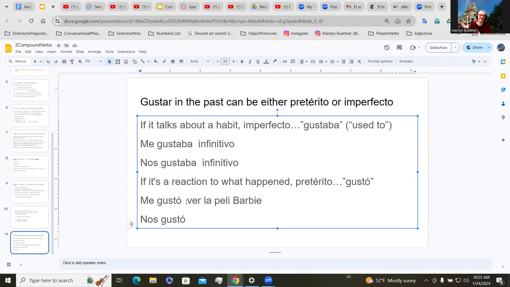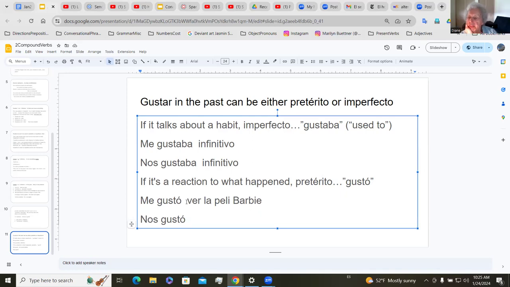If I'm talking about my kid as a little kid, because they rewatch things so often, le gustaba would totally make sense. But if I'm talking about as an adult who does not watch the same movie 15 times, you know, me gustó ver la película Barbie. Me gustó ver la peli Oppenheimer. Me gustó leer el libro de Mitt Romney. I liked reading Mitt Romney's book.